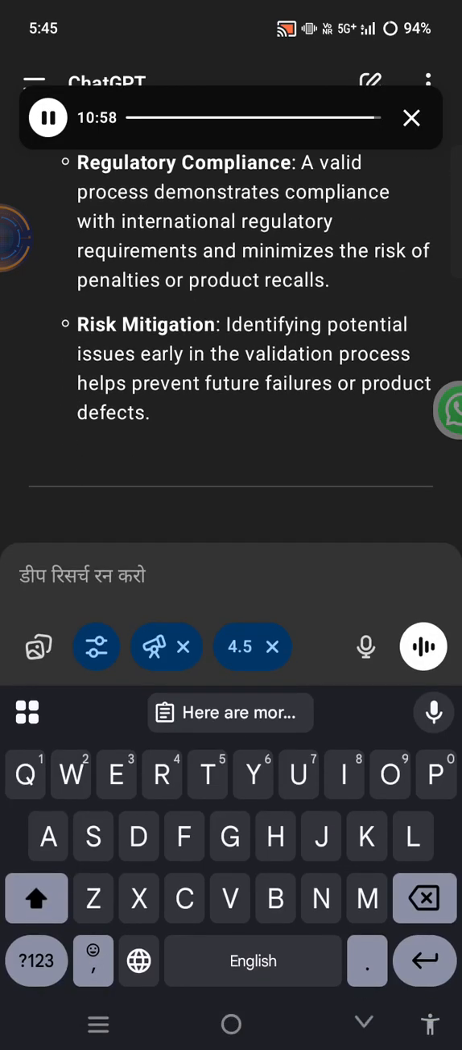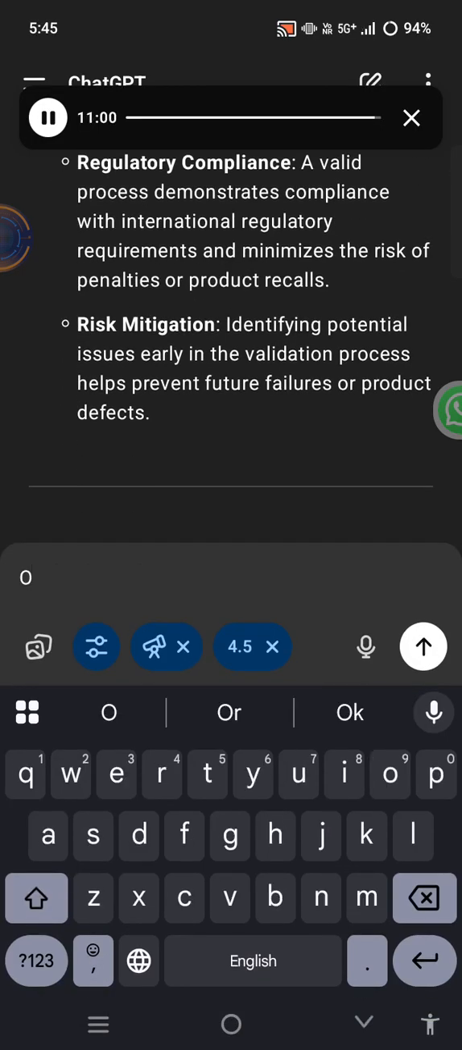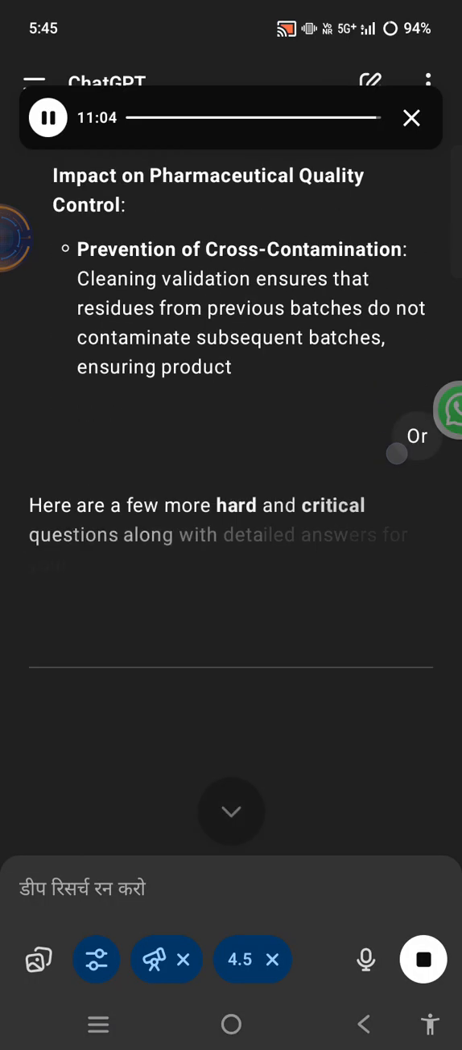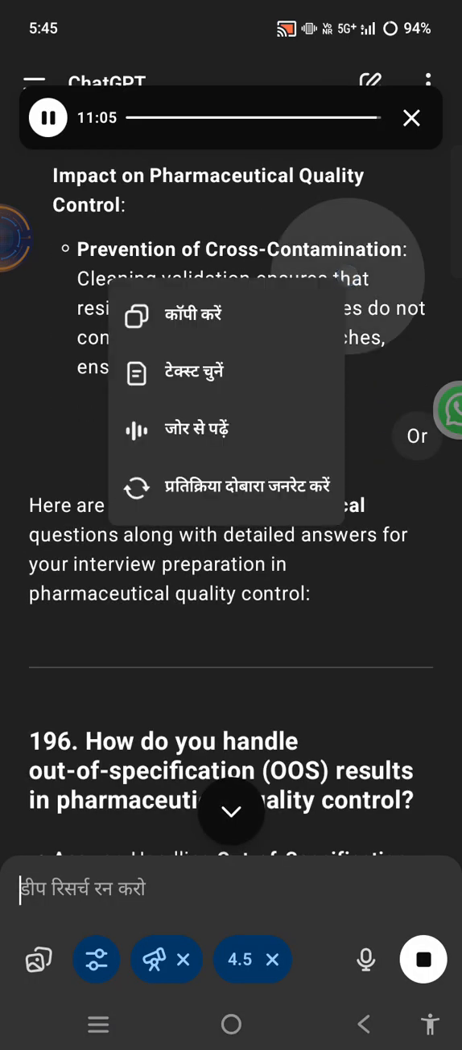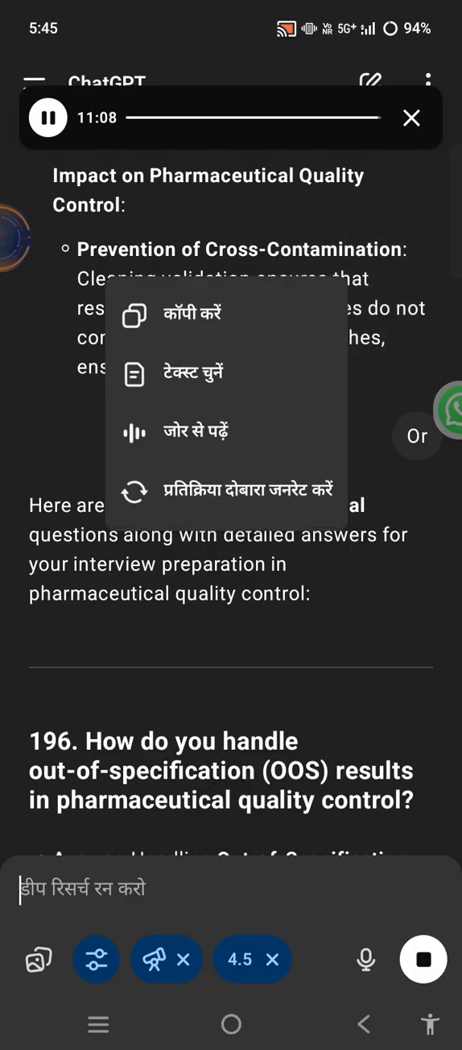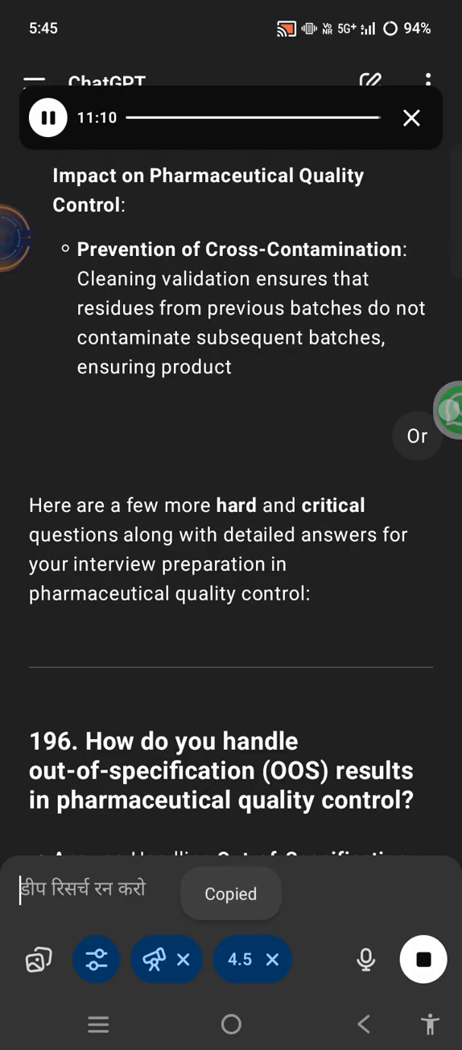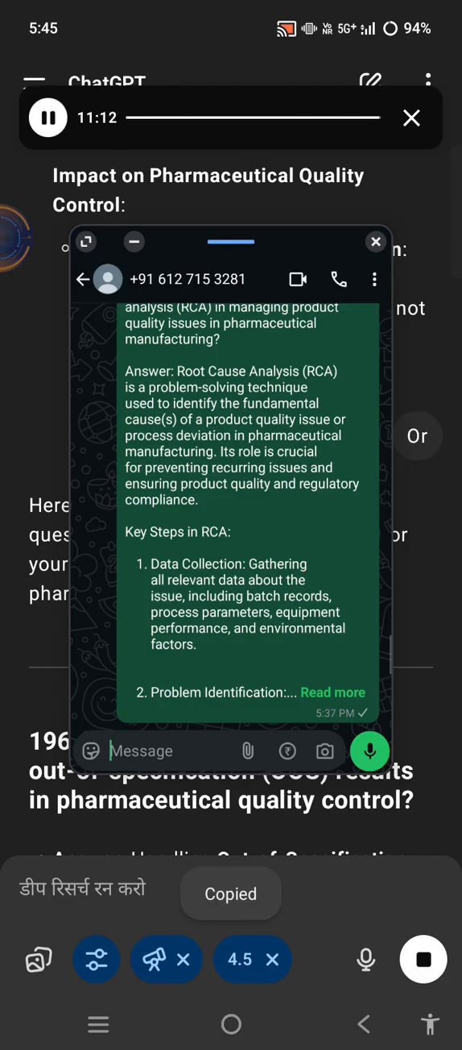Key parameters of method validation. Specificity. The method must measure the target analyte without interference from other substances. Linearity. The method must produce results that are directly proportional to the concentration of the analyte over a specified range.